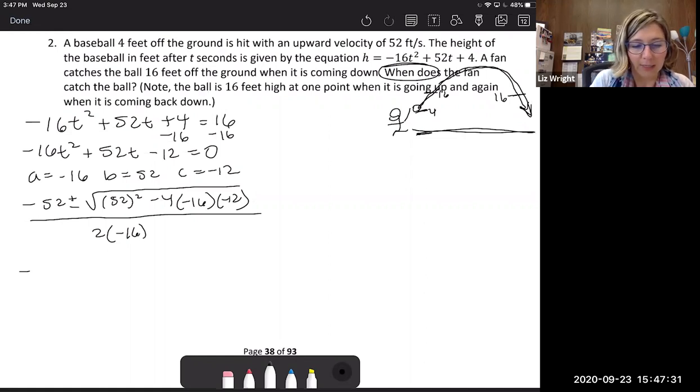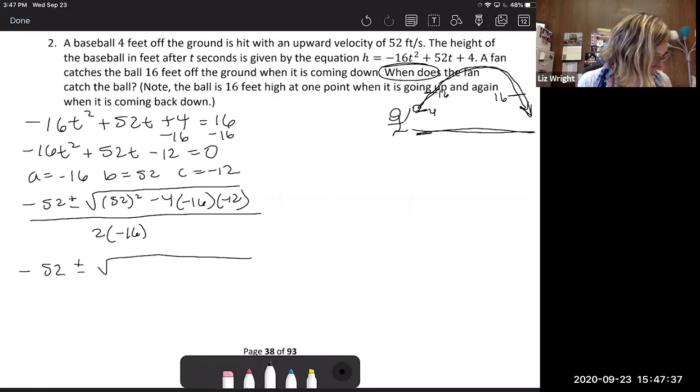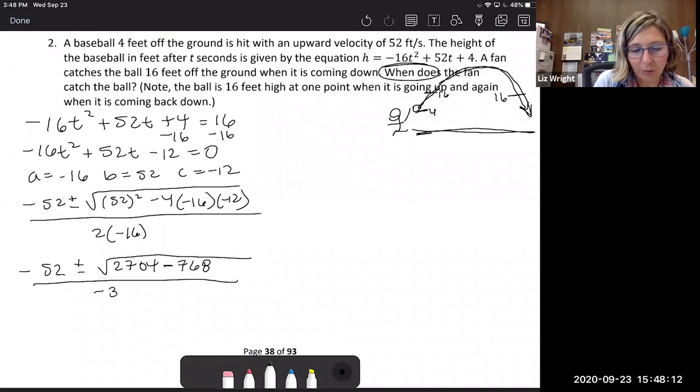So here we go. We're going to do negative 52 plus or minus 52 squared. I don't think I wrote that one down. I'm going to put that in my calculator. We should be getting 2,704. And then look at your next sign. We've got 3 negatives, so we should be writing a negative here. And then 16 times 4 times 12 should give us 768. I'm just going to do that again, make sure I didn't punch anything in wrong. 768, and then that's going to be all over negative 32.